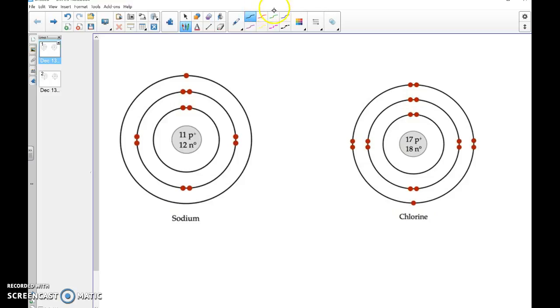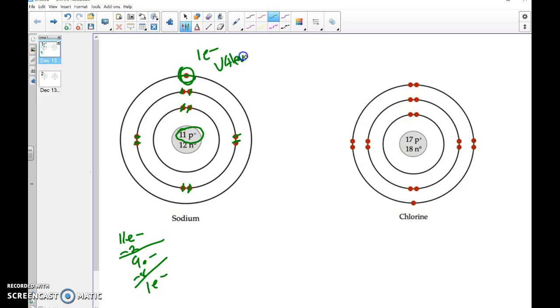So you'll notice that sodium, based upon our diagram, has 11 protons, which you can see right there. And if it has 11 protons, it means that it has 11 electrons. You'll notice that in the first energy level, there are 2 electrons, which leaves us with 9 electrons. In the second energy level, there's 8. That leaves us with 1 electron. And so what we see here is this 1 electron in our valence shell.